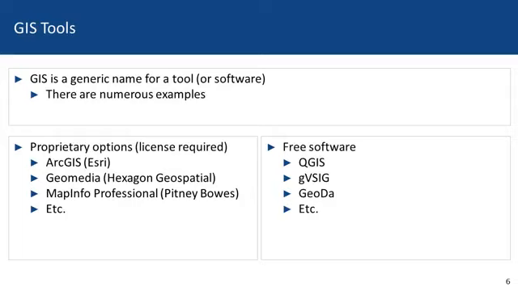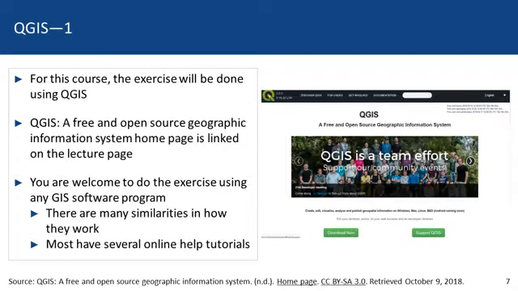There are numerous examples. Proprietary options for which a license is required are things like ArcGIS made by Esri or GeoMedia made by Hexagon Geospatial. There are also numerous free softwares, for example, QGIS or GeoDA, which are commonly used. QGIS is the example we will be using in this course.